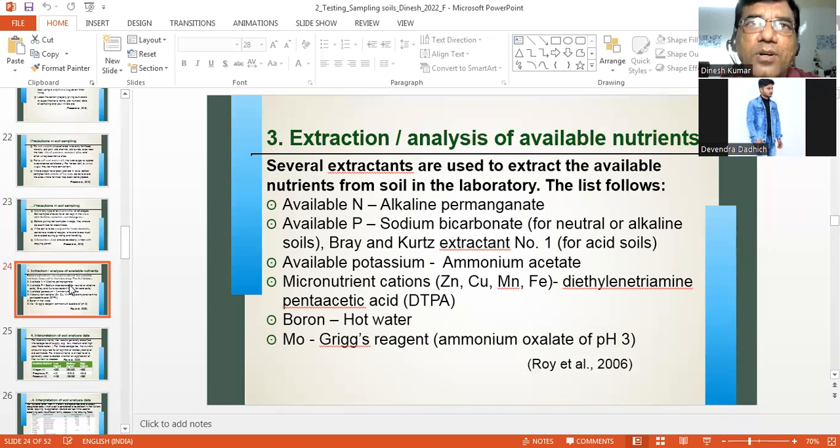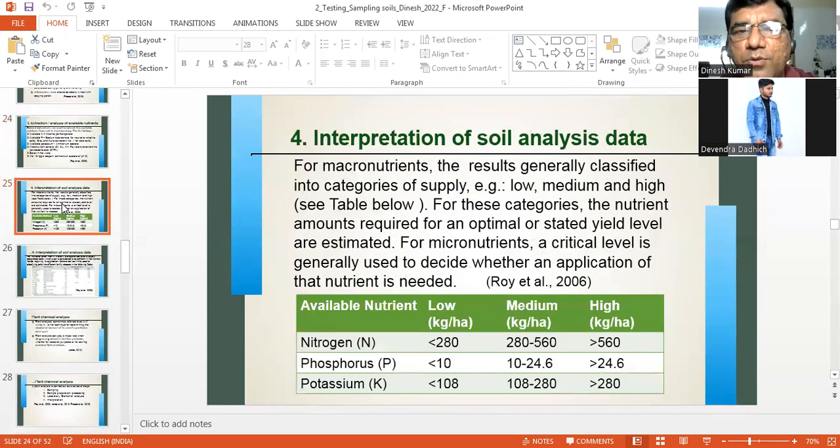Now, after your preparation of the sample for analysis, your sample is ready. You can store it or you can use it for analysis. In the beginning, you need to extract the nutrients. I already discussed this extraction of nutrients in some of the lectures. For available nitrogen, available P, available potassium, different extractants are used. So first you need to extract the nutrient from the soil sample, and then you analyze them by different methods, and then interpretation of soil analysis data.